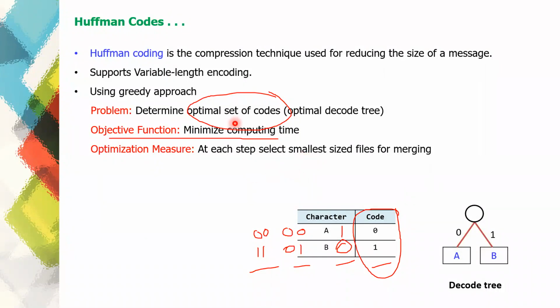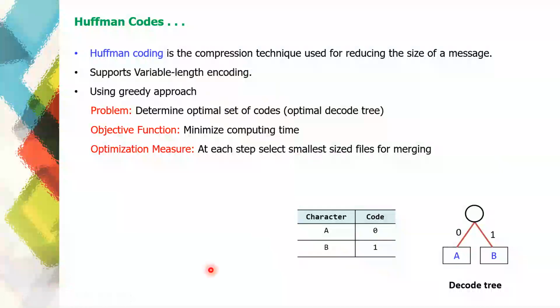Now, optimal set of codes can be represented by a decode tree. Now, how to represent this decode tree? So this was our decode table. The same information can be represented in the form of a tree. Now you can see here leaf nodes are your characters, and the left side child will have a 0 weight. A right child will always have a 1 weight. That will be the process of your Huffman coding.